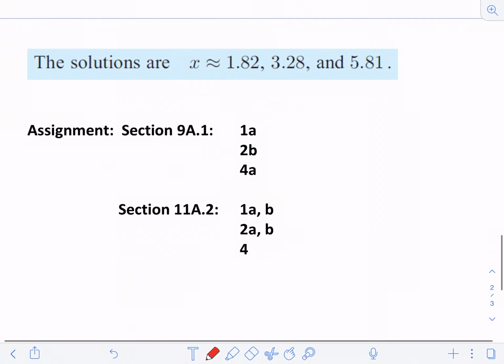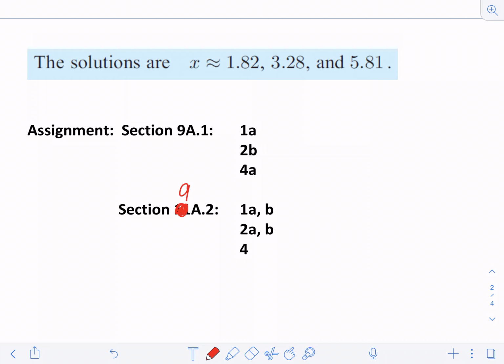So what I'd like you to do is check out these problems from sections 9A1, oops, and that's a typo, that should say 9A2, not 11A2, 9A1 and 9A2. So it's numbers 1A, 2B, and 4A, and then also on section 9A2, it is exercises 1A and B, 2A and B, and number 4.